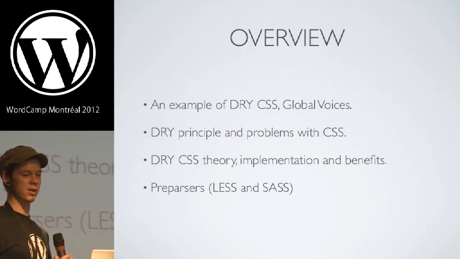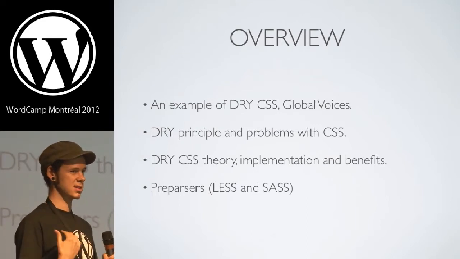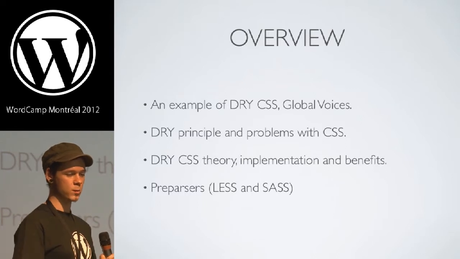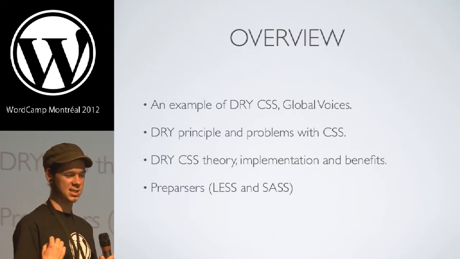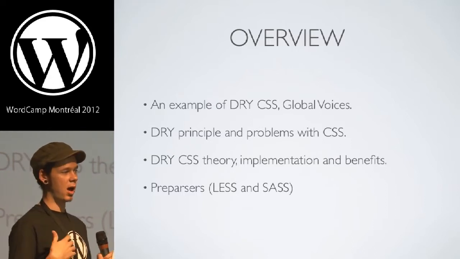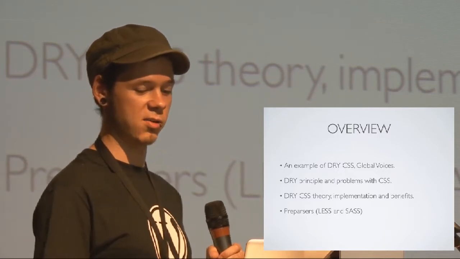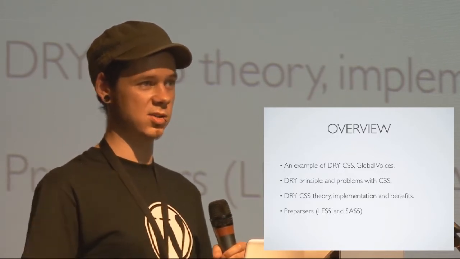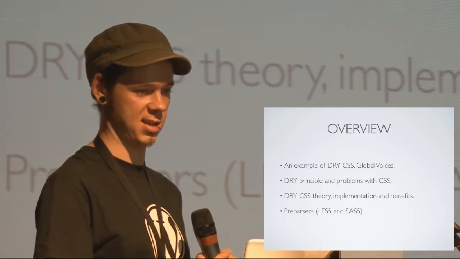So what am I gonna talk about? I'm gonna talk about DRY CSS, which means don't repeat yourself CSS, and I'll talk all about what that means. I'm gonna start with an example of my website, which is where I figured out the system. I'm gonna talk about the principle in general and how it solves inherent problems in CSS. I'm gonna talk about what you do, how it works, and why I think it's useful, and then we'll finish with some discussion of the technical solutions that solve the same kind of problems and how they can integrate with DRY CSS.